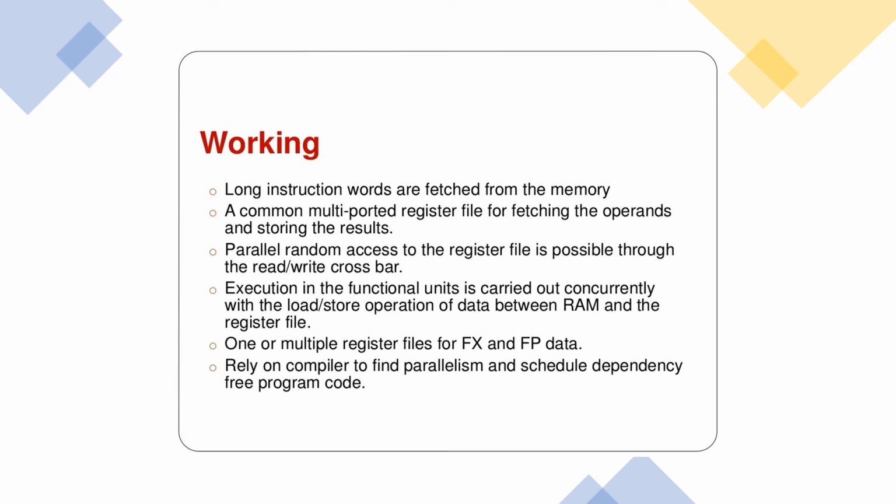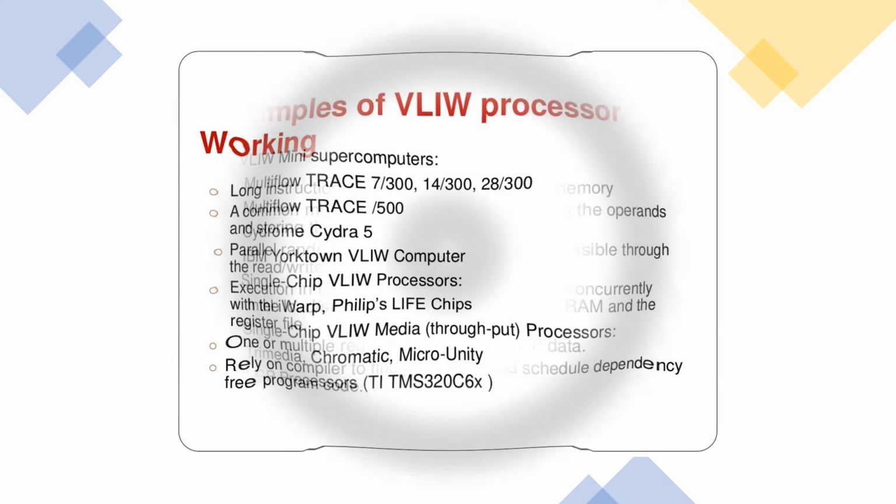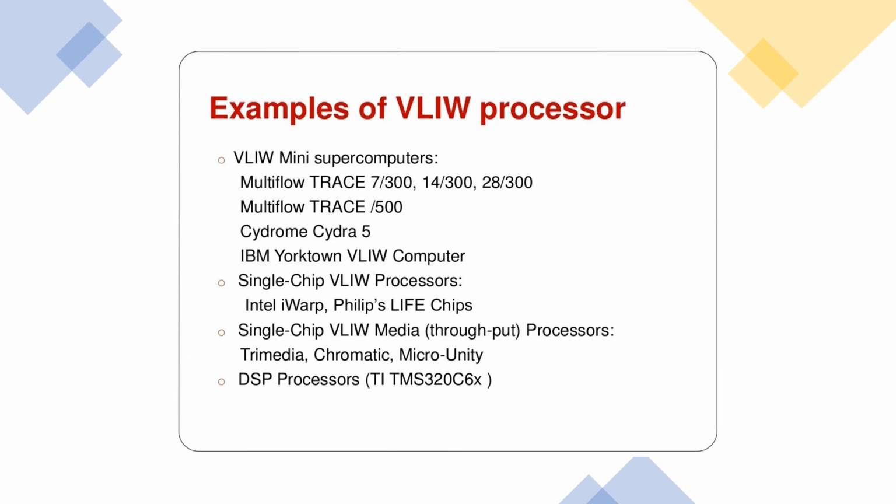Next slide. Some of the examples of VLIW processors are VLIW mini supercomputers. Next is single chip VLIW processors. The third one is single chip VLIW media processors like TriMedia, Chromatic, MicroUnity, and the last one is DSP processors.